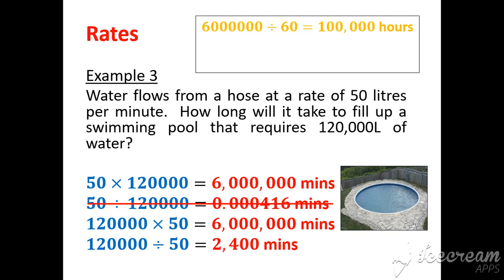6 million minutes divided by 60 minutes makes 100,000 hours. 100,000 hours divided by 24 hours in a day makes 4,166 days. What? And if I wanted to go any further, if I'm convinced that's not the right answer, 4,166 divided by 365 days in a year would make it about 11 years. It's going to take 11 years. 6 million minutes is approximately 11 years. No, it would not take me 11 years to fill up a swimming pool. So I'm pretty convinced these are the wrong answer.